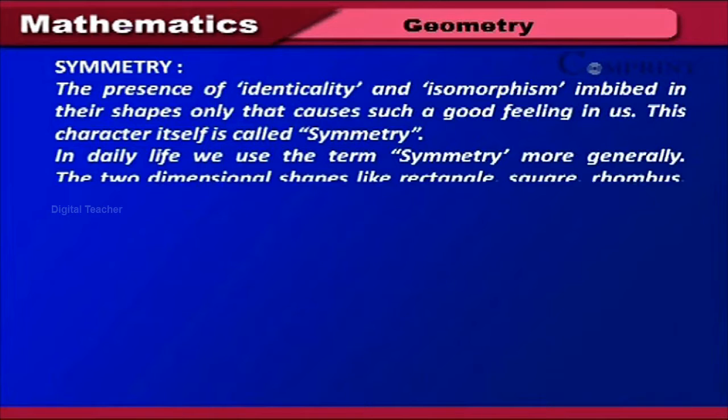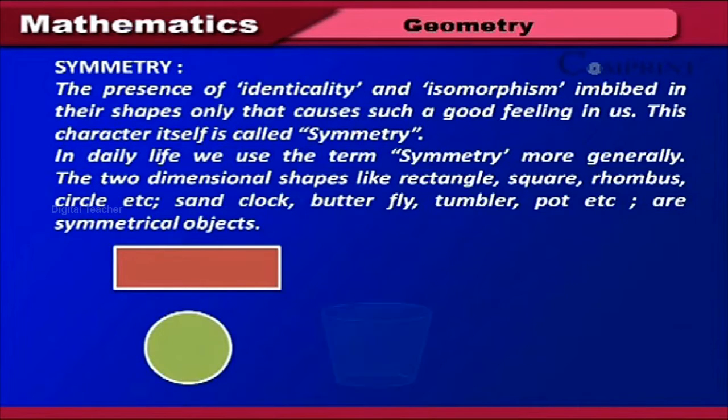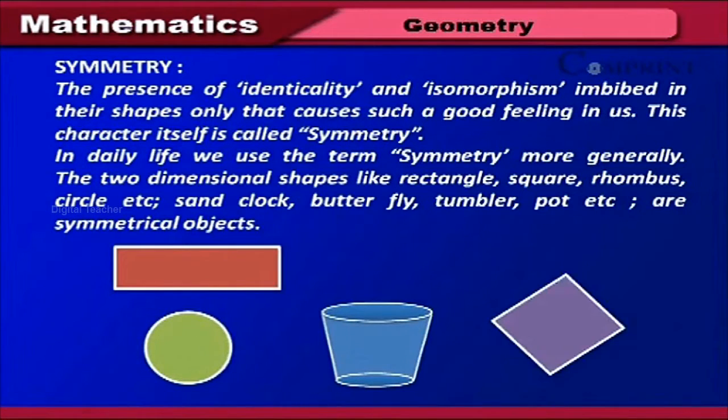Symmetry. The presence of identicality and isomorphism imbibed in their shapes is what causes such a good feeling in us. This character itself is called symmetry. In daily life, we use the term symmetry more generally. Two-dimensional shapes like rectangle, square, rhombus, circle, etc., sand clock, butterfly, tumbler, pot, etc. are symmetrical objects.